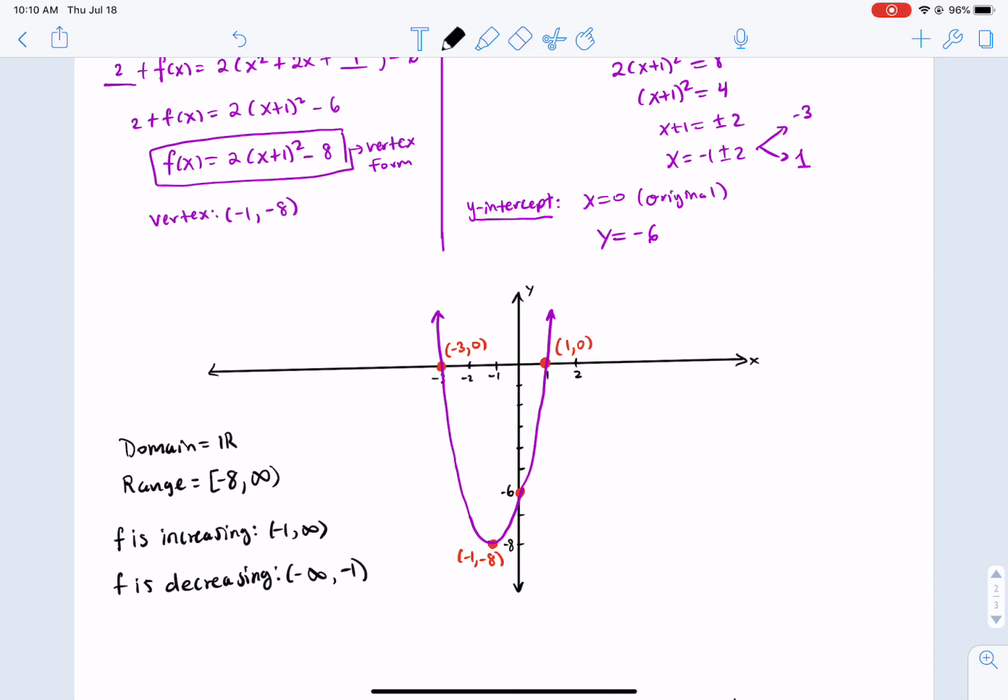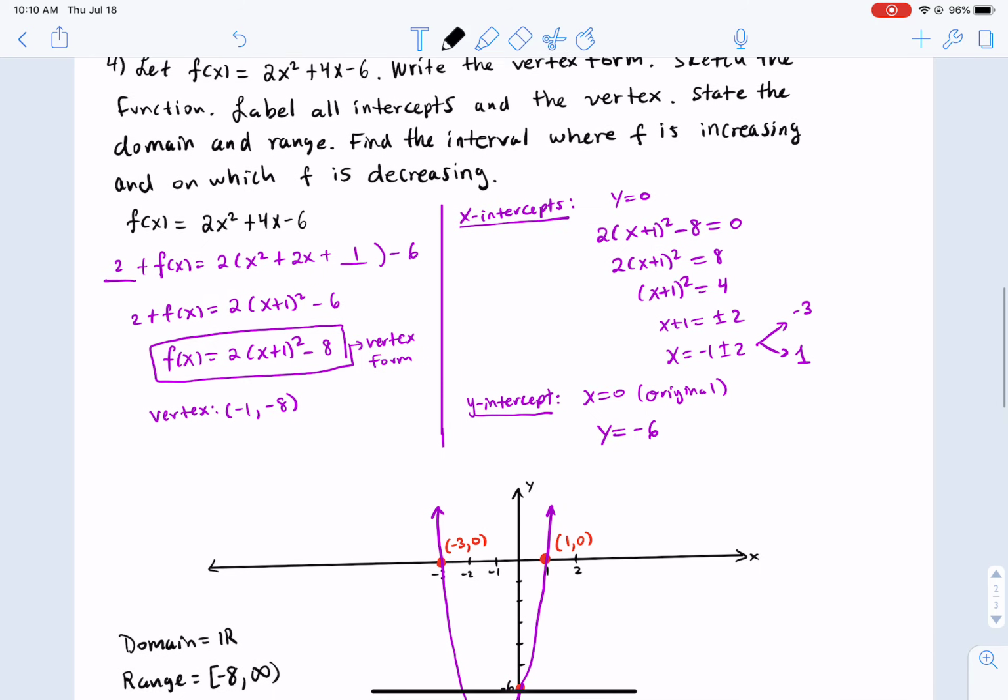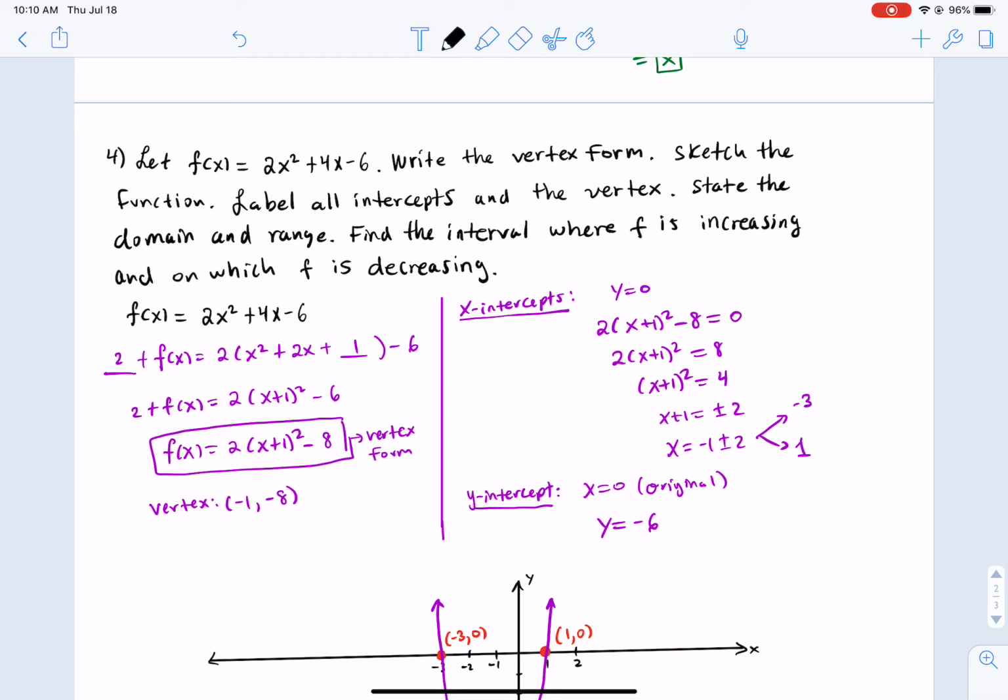But, yeah. You had a question? Yeah, so in the homework, they give you the function 2x squared plus 4x minus 6, and they say express f in standard form. What does that mean? So they mean vertex form.